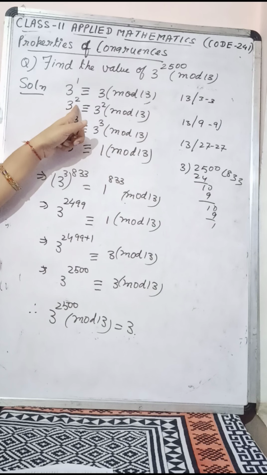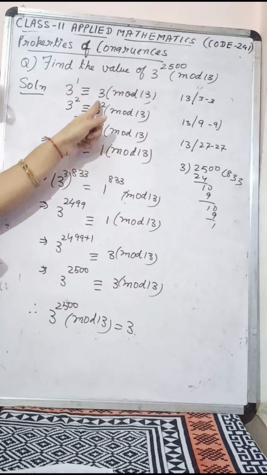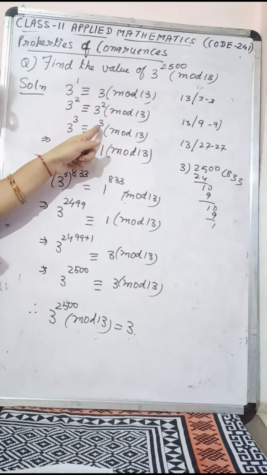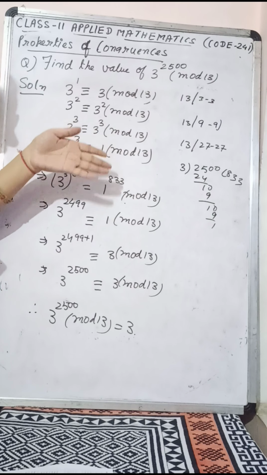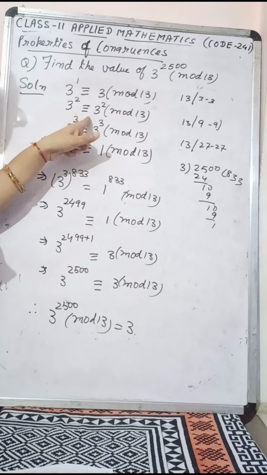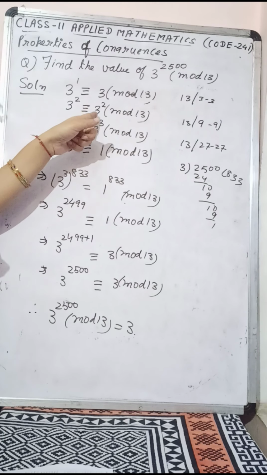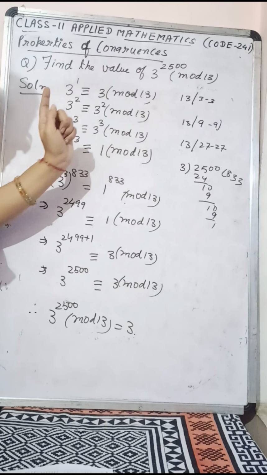So I have increased the power to 2. Why am I doing this? So that I should get 1 over here. Here I want 1. By this step I will not get 1, so I will continue increasing the exponent one by one. So 3 power 2 is congruent to 3 power 2 modulo 13 because 13 divides 9 minus 9. Over here we can see this 9 is still less than 13.